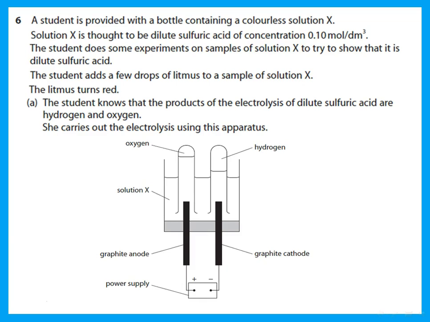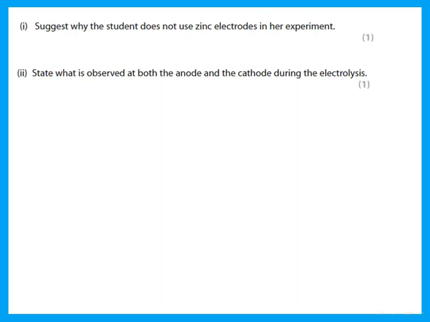So, of course, in electrolysis, we have a power supply, graphite electrodes, and test tubes to collect the gases. And then he says, suggest why the student does not use zinc electrodes in her experiment. Of course, the electrodes have to be graphite because graphite is inert. I cannot use zinc because zinc will react with the acid. State what is observed at both anode and cathode during the electrolysis.